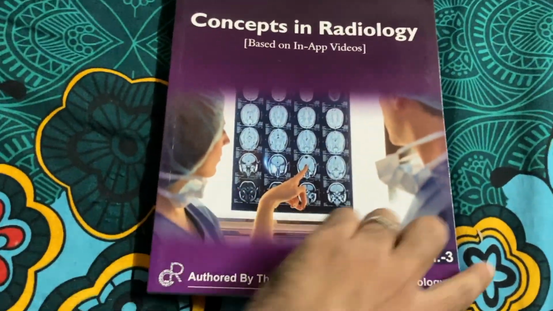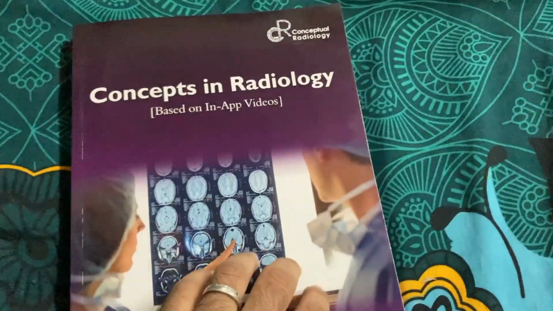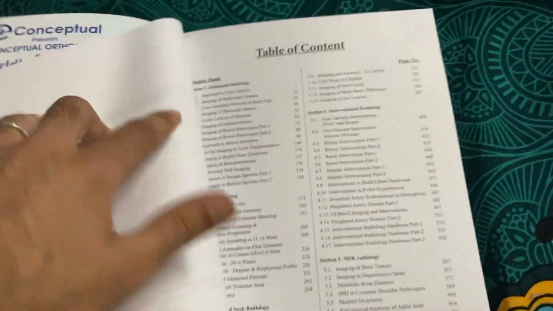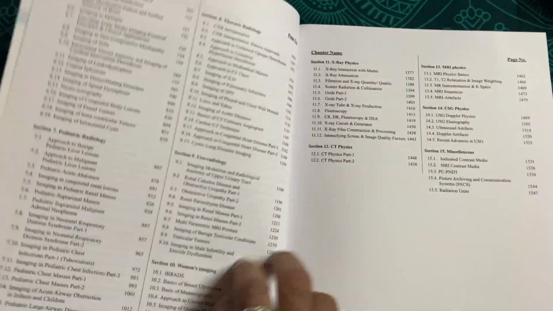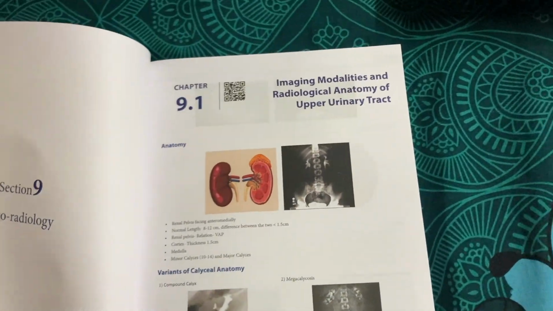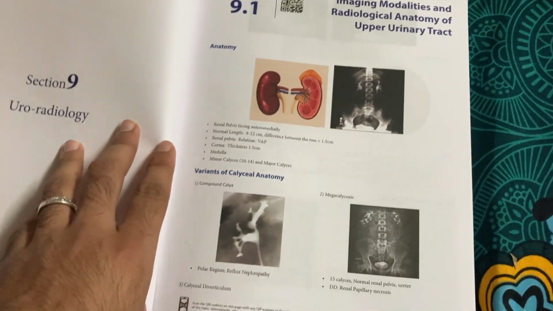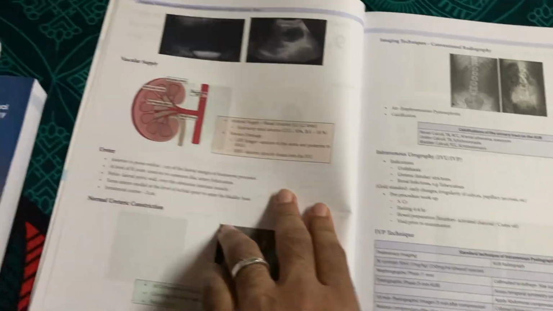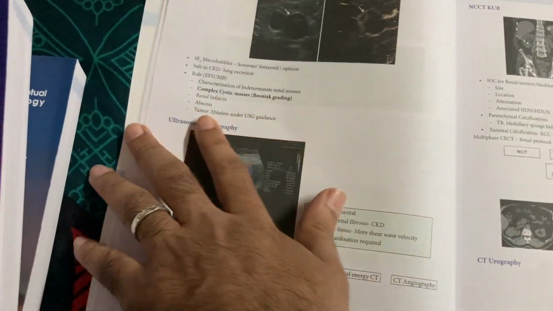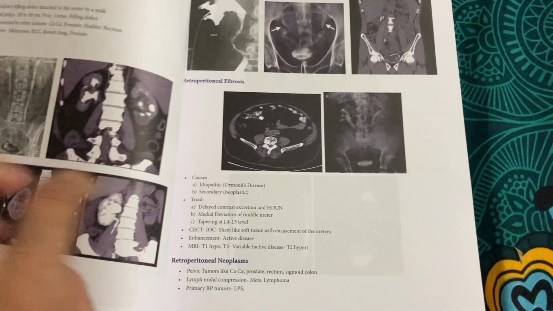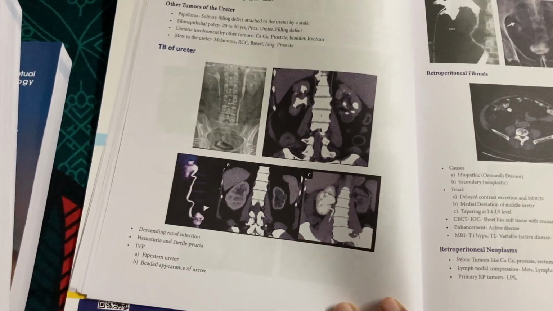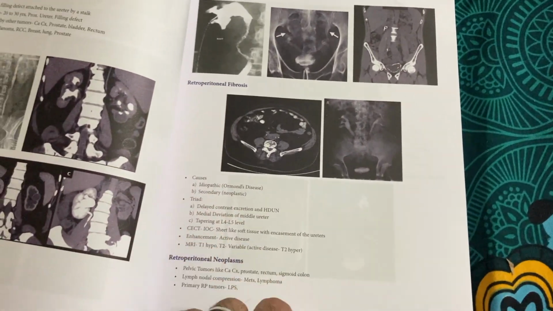Here is volume 3, the last volume of the in-app based notes. It starts from section 9, which is Neuroradiology. Let's quickly go through some of the pages.